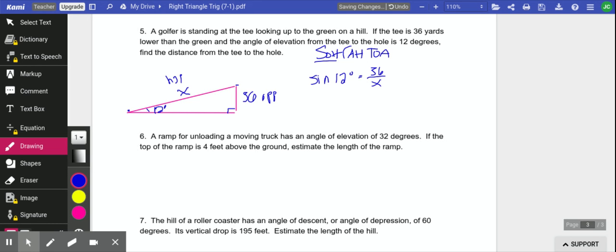And we want to solve this for x. So I'm going to start by multiplying both sides by x. I'll make those cancel. So I have x sine of 12 equals 36. And then we're going to divide both sides by the sine of 12. So then in your calculator, you just do 36 divided by the sine of 12, and we get 173 yards.